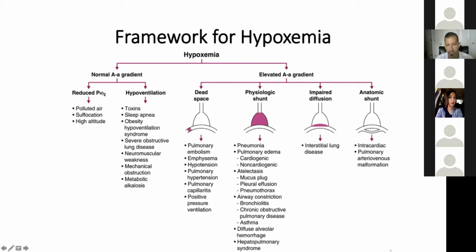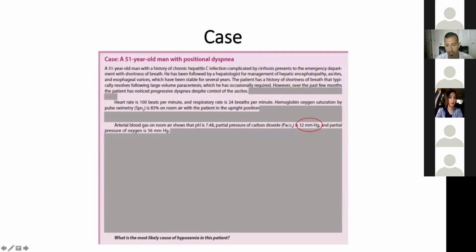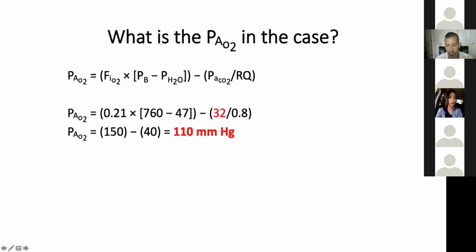Let's go back to the case now. And we want to know, the first question is what is the AA gradient in this case? That'll help us figure out what the diagnosis is. So if we go back and we realize that the partial pressure of carbon dioxide in this case is 32 millimeters of mercury, we calculate the big AO2 using that number, and we come up with a number of 110 millimeters of mercury.